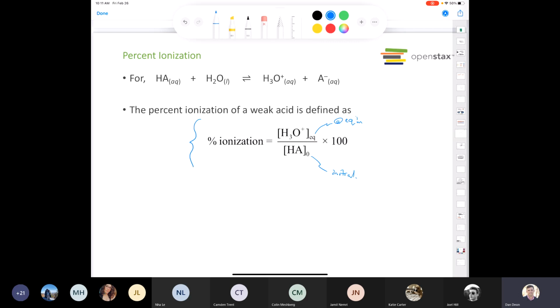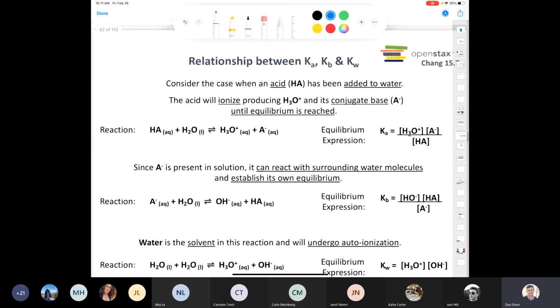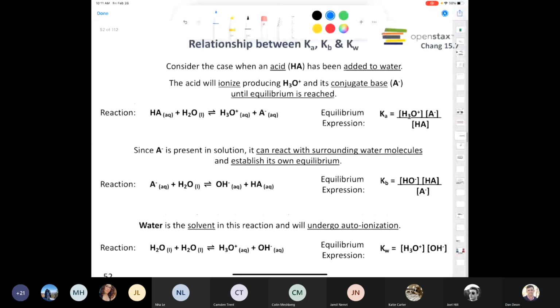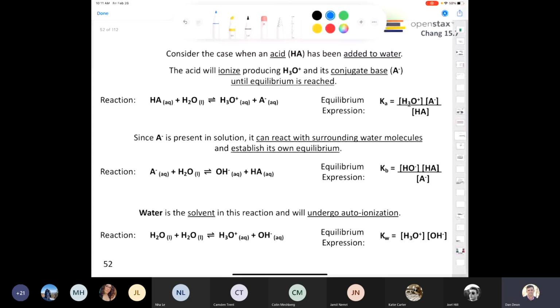Well, before we get into some more problem solving, which I want to do in just a few slides, I want to take a look at the relationship between Ka and Kb. Remember I told you we were going to look at that? Okay. Let's go for it here. It says, consider the case when you have an acid and put it in water. Okay. Nothing new to anybody here. You write out the equilibrium expression. Okay. Good enough.